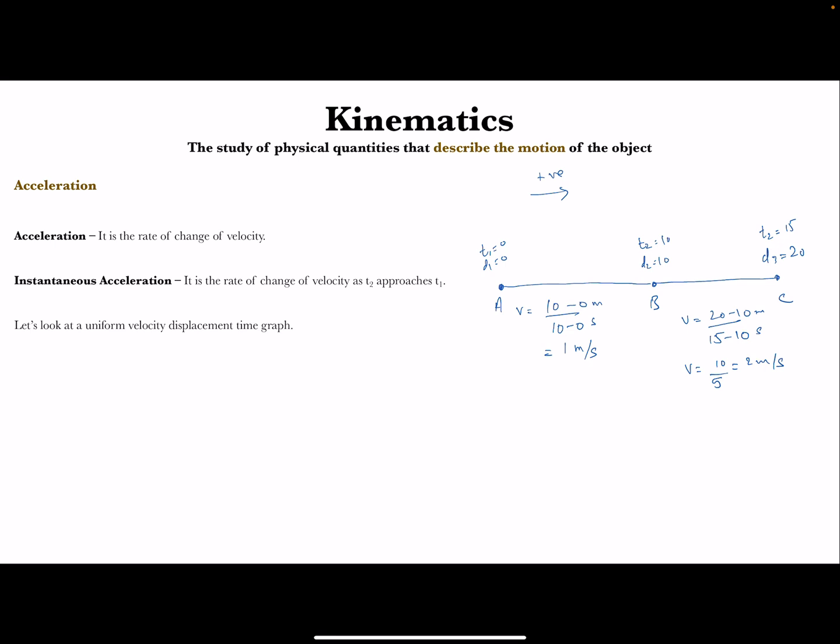So I believe I'll be talking about uniform velocity. All right, let's just talk about it here. So it's the same thing.